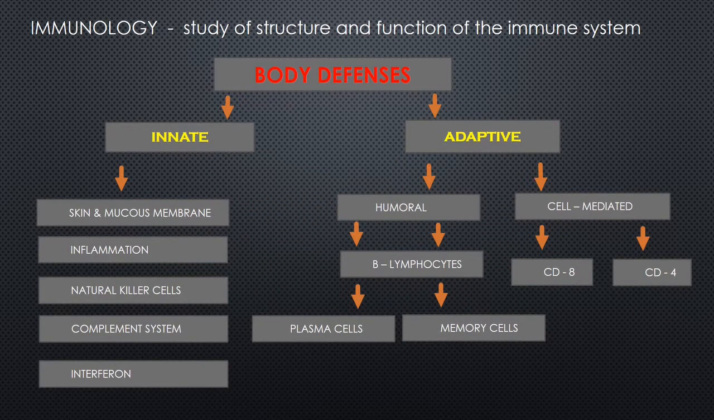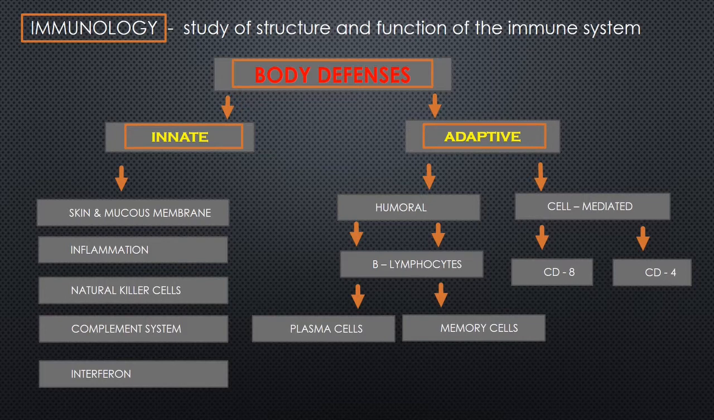In our study of immunochemistry, we will have to revisit immunology, which is the study of structure and function of the immune system. And under that, we will have to talk about the body defenses as the main concept of immunology, which down below is a concept map that will guide us in our study of immunochemistry. Under the body defenses, it is further subdivided into innate and adaptive, from which innate is also known as the non-specific response and adaptive is a specific response.